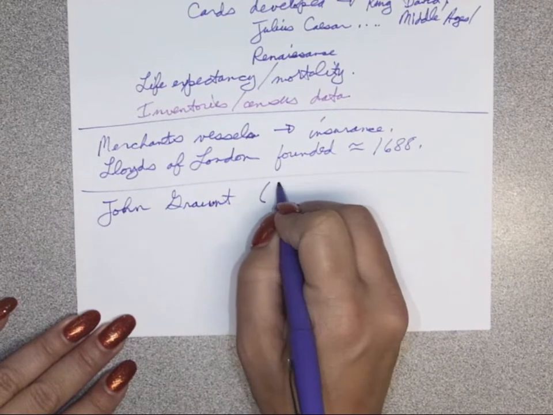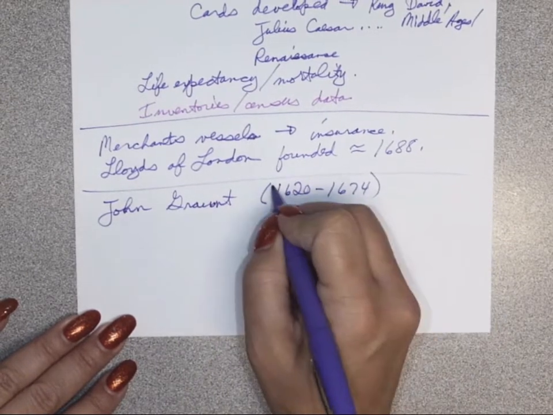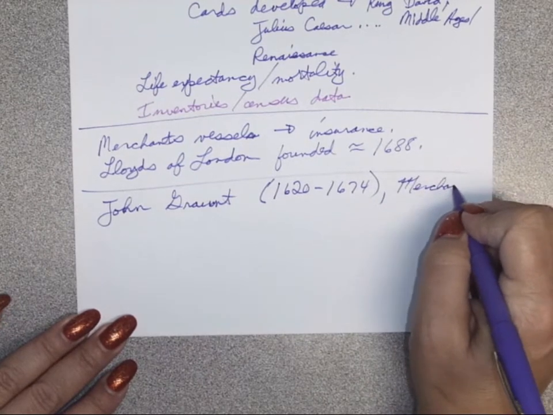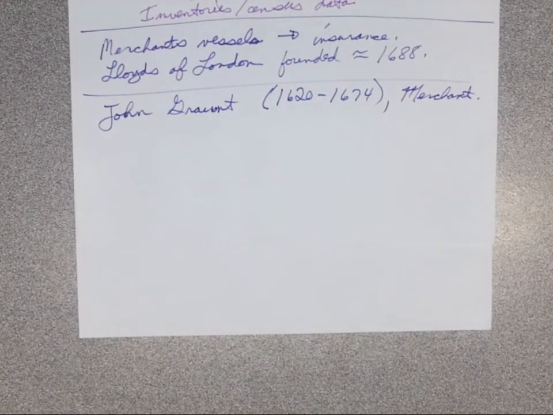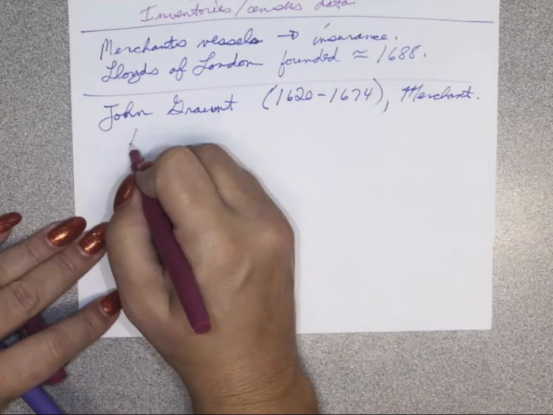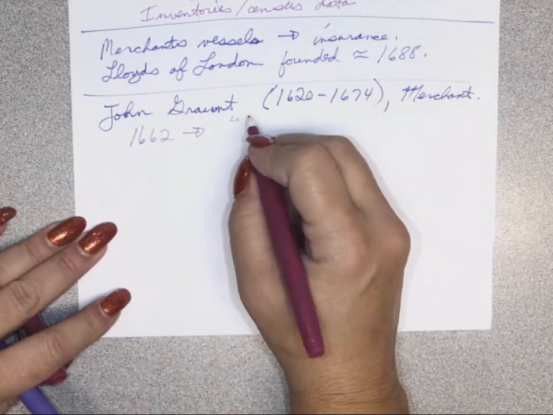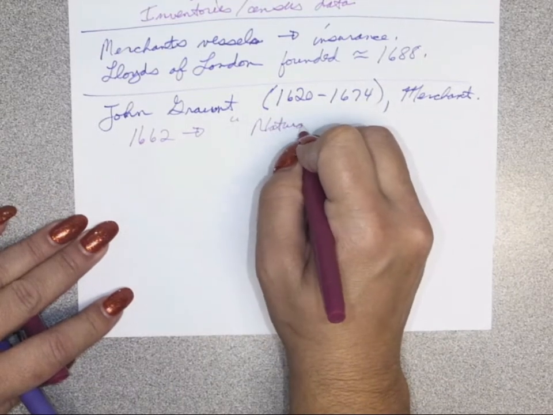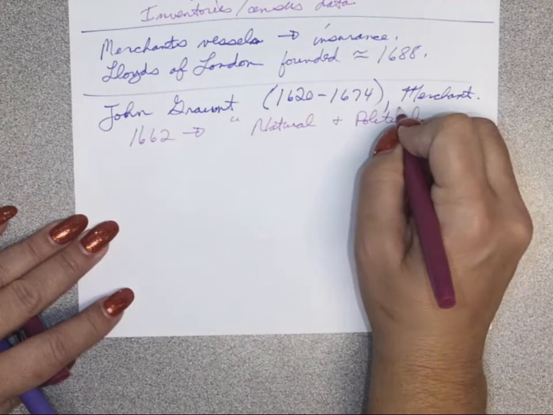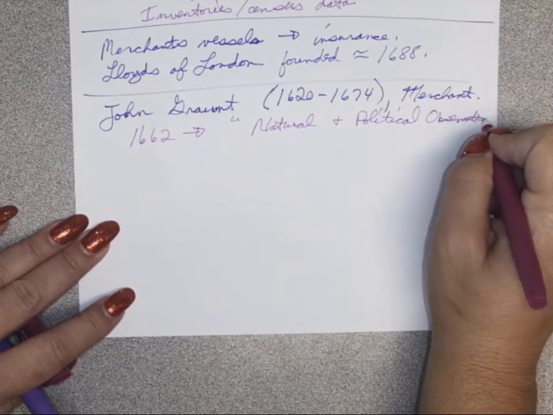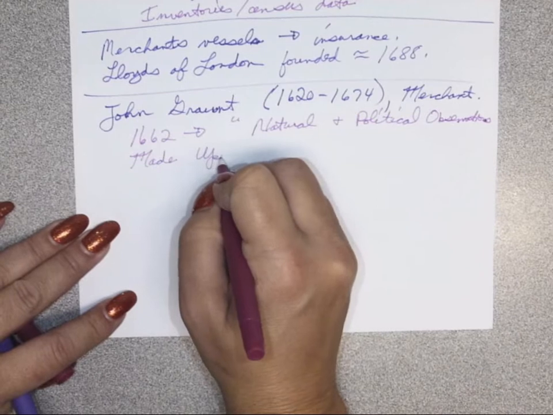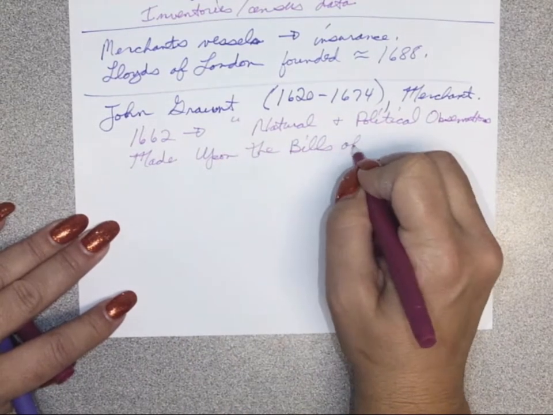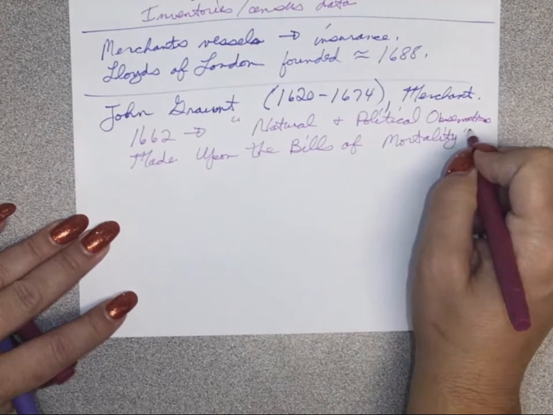Graunt. 1620 to 1674. And he is not a mathematician. He's a merchant. Okay, but he does have vessels, and he does want them insured, and he does want to know what's the probability that his men are going to make it home alive, basically. So in 1662, he publishes something called Natural and Political Observations made upon the bills of mortality. Bills of mortality. Kind of a long, lengthy name.